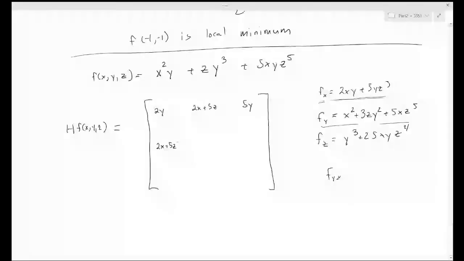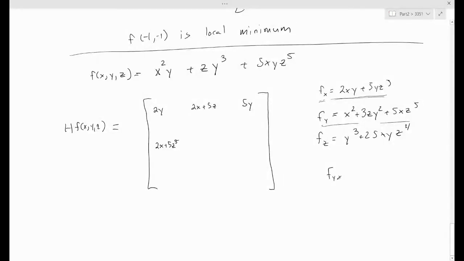I mean, this class kind of becomes boring when it becomes an exercise in taking partial derivatives.